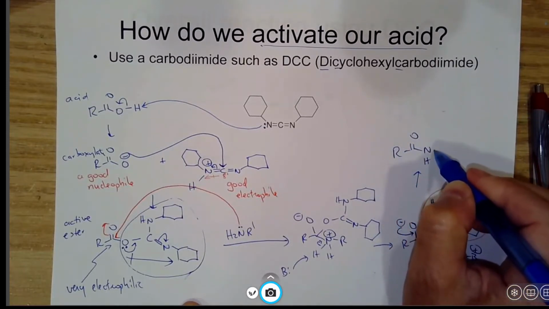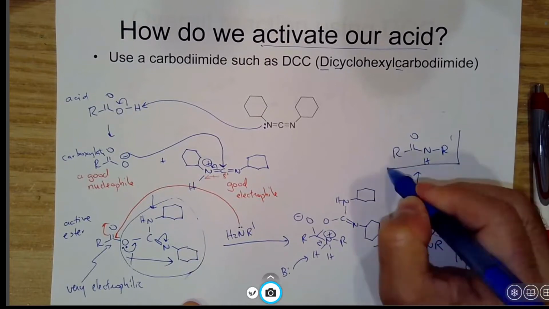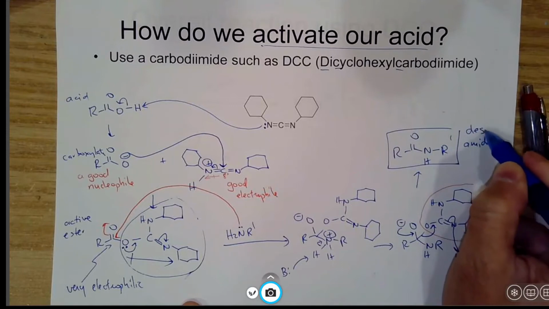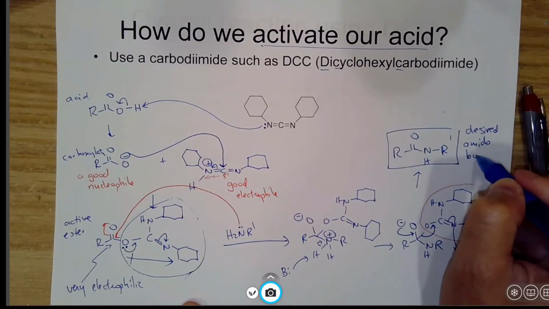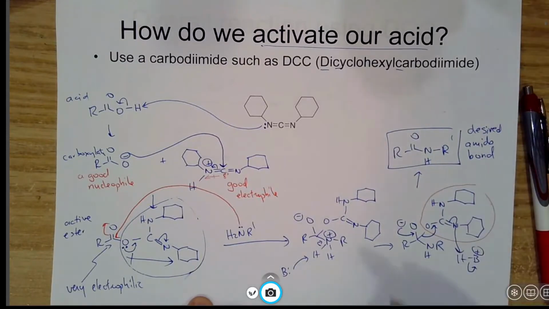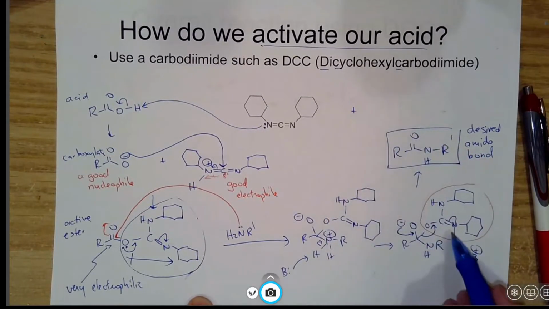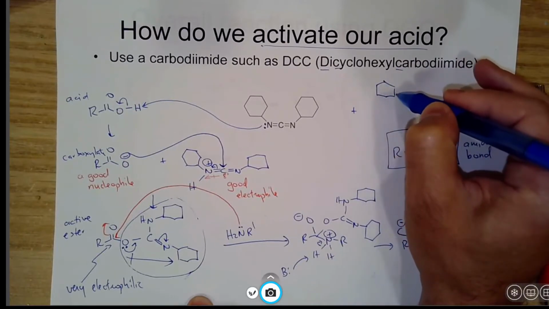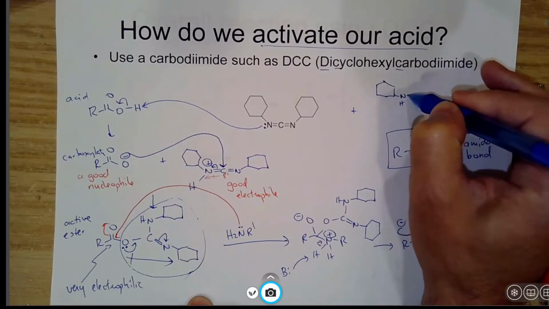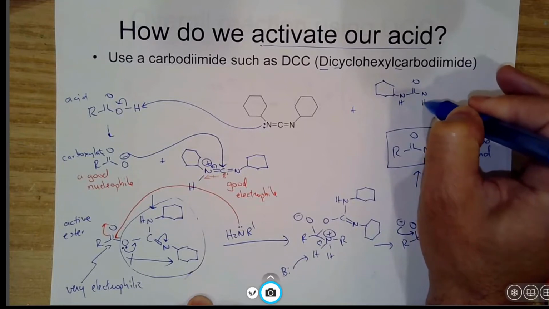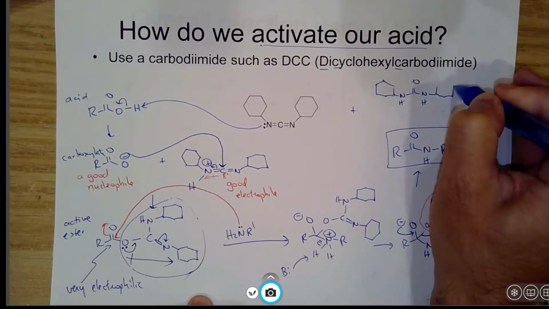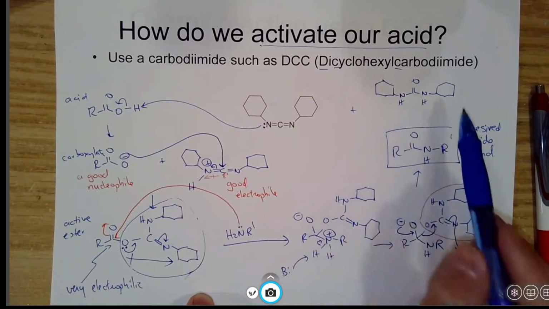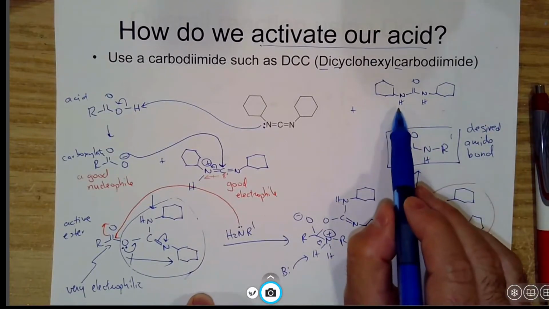Okay, so we've used DCC as a coupling agent to make our desired amide bond. Our byproduct is this compound here, which has come off. So let's draw what that looks like. Okay, so this here actually is a byproduct. It precipitates out. We call this dicyclohexylurea.